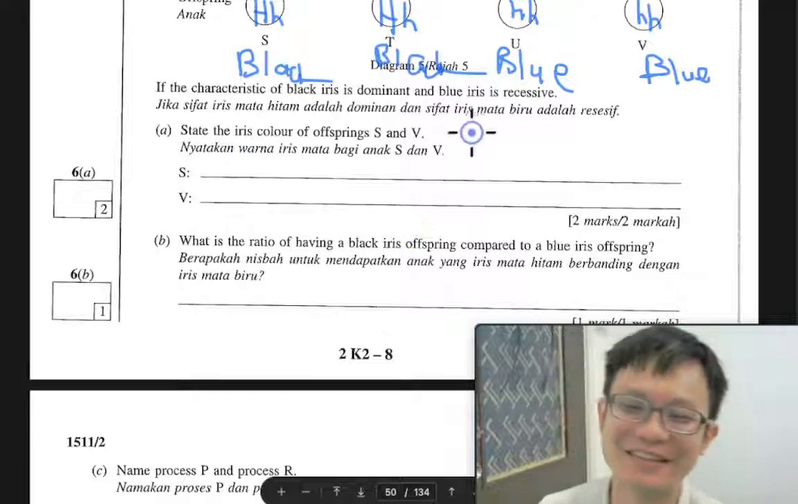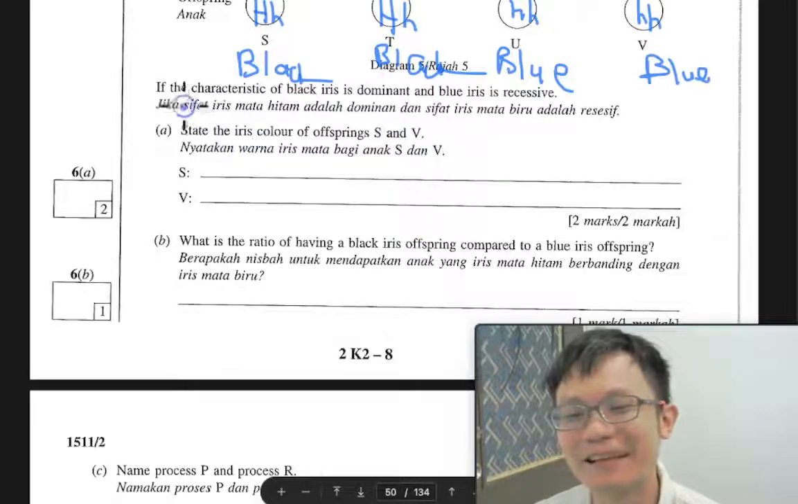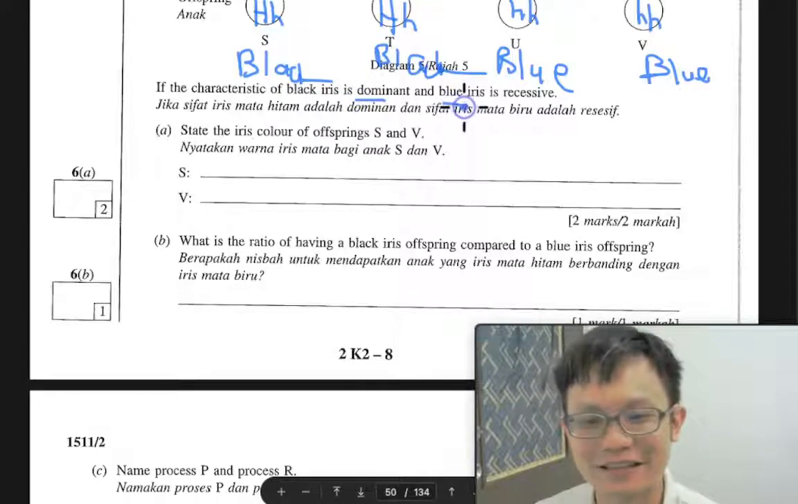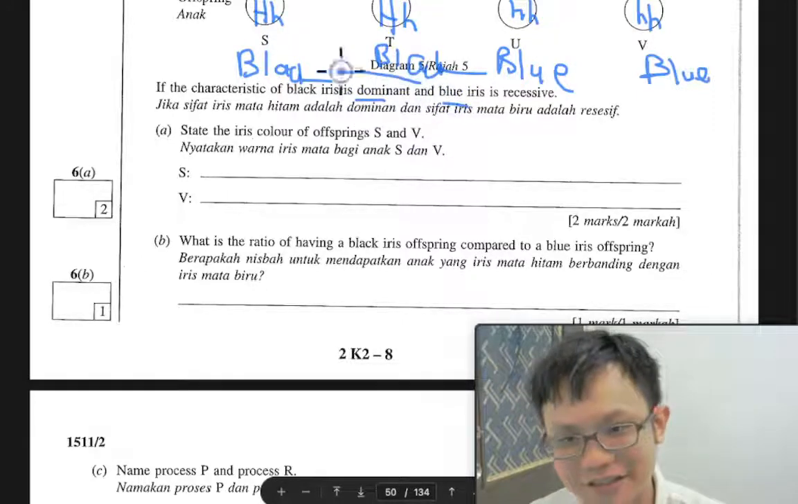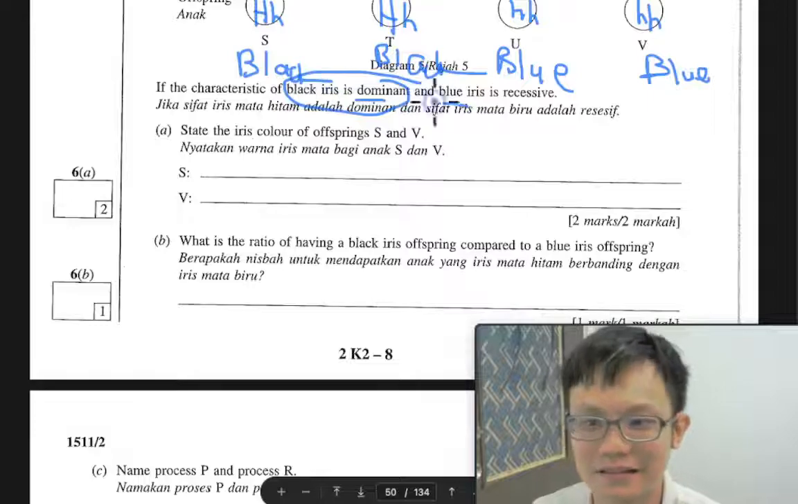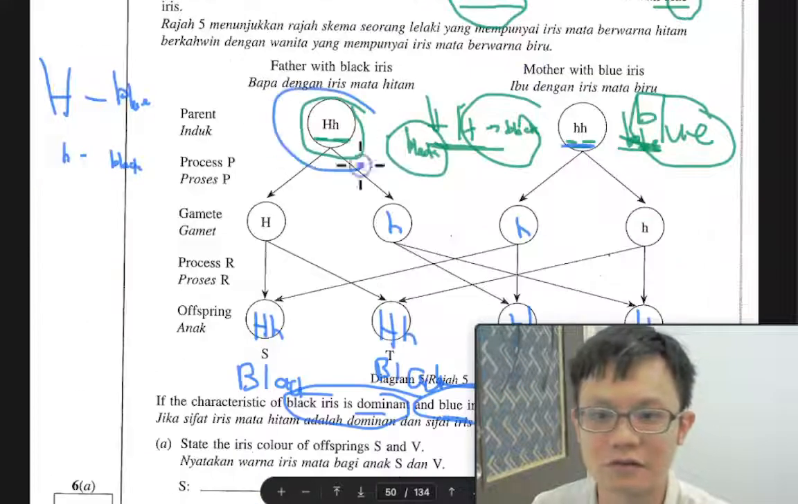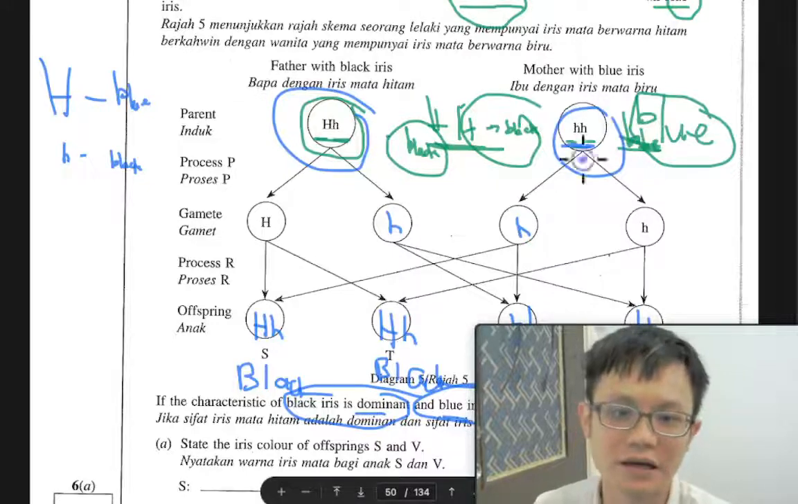That's what my lecturer told me. Okay, if the characteristic of the black iris is dominant and blue is recessive. Oh, they even give you this already, sorry. Black is dominant, blue is the recessive. But even if they don't give you, you look here, you're supposed to know. Even though they don't give you, you should be able to know from here.